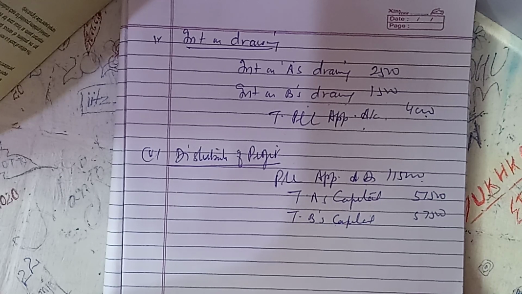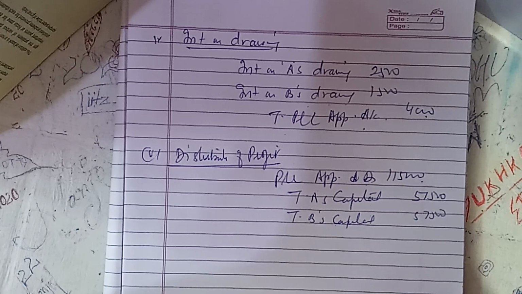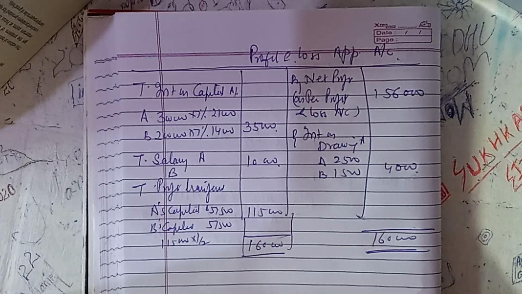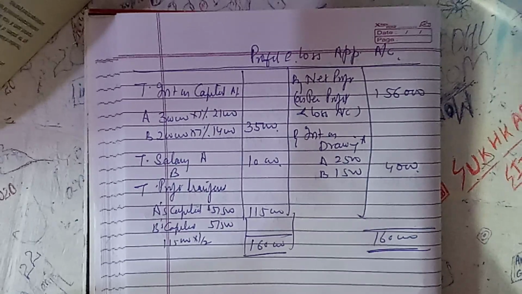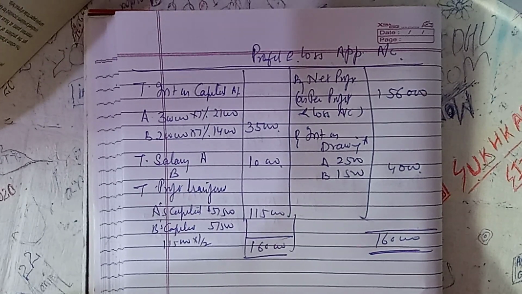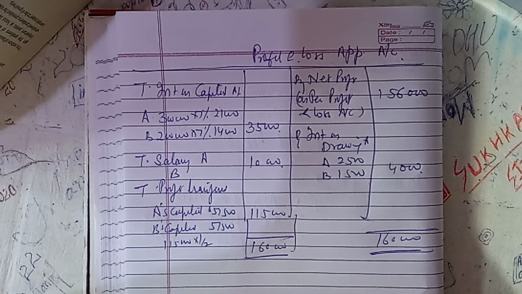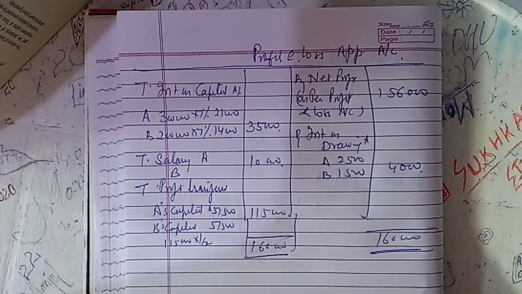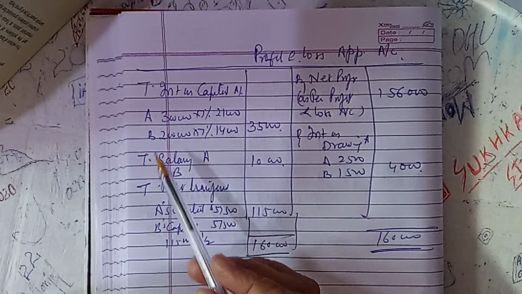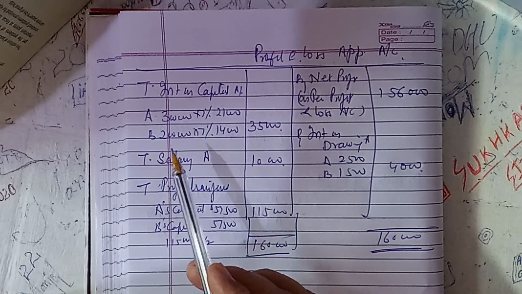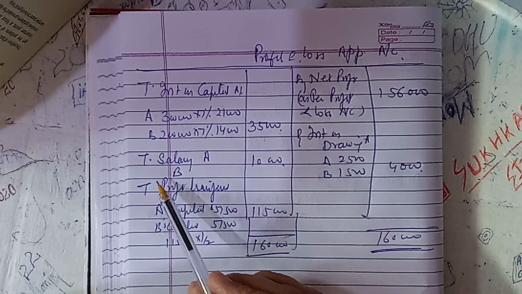Now we prepare the profit and loss appropriation account according to this question. Now, according to this given question, we prepare the profit and loss appropriation account. First of all, we transfer the amount of net profit given in this question, which we get from profit and loss account, that is 1,56,000. Then we transfer the entry of interest on partners' capital.